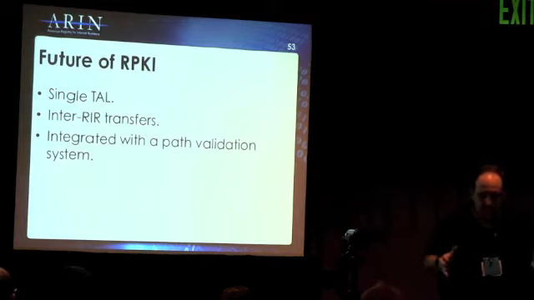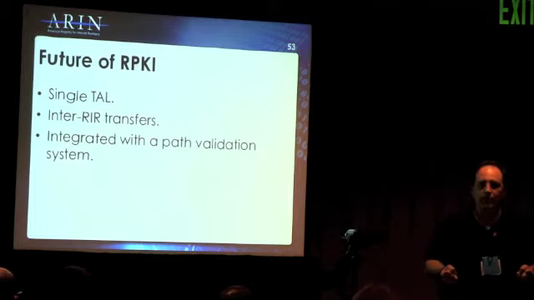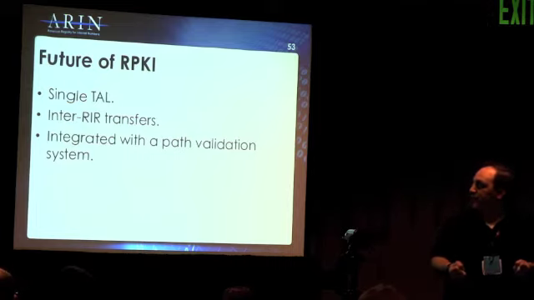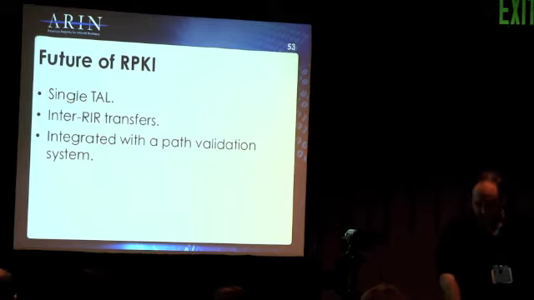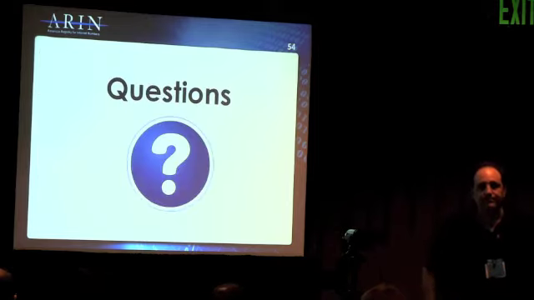And then finally, the whole goal of this is to have a secure internet infrastructure. RPKI is the first step of that. Hopefully at some point it could be integrated into a path validation system, but we don't know yet what it is. Questions?